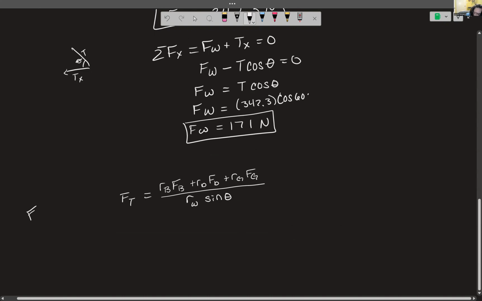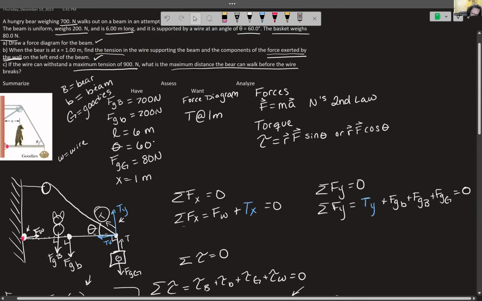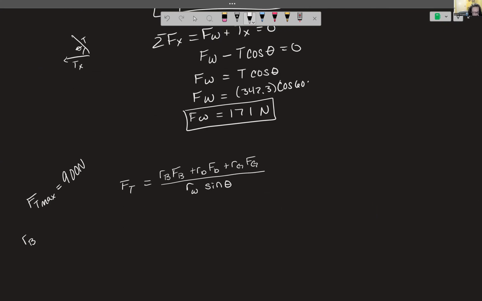So I now know that my maximum force of tension is 900 newtons, and I want to figure out how far the bear can go. So this is 900 newtons, and I want to find the distance of the bear. How far can my bear go out before my rope breaks? To do that, I can set this equal to 900 newtons and solve for the distance of my bear, right? Because if the wire is going to break at 900 newtons, and I set this equal to 900 newtons, and I solve for how far out the bear is, assuming the rest is held constant, then it will tell me the furthest that the bear can go before the wire hits its breaking point.